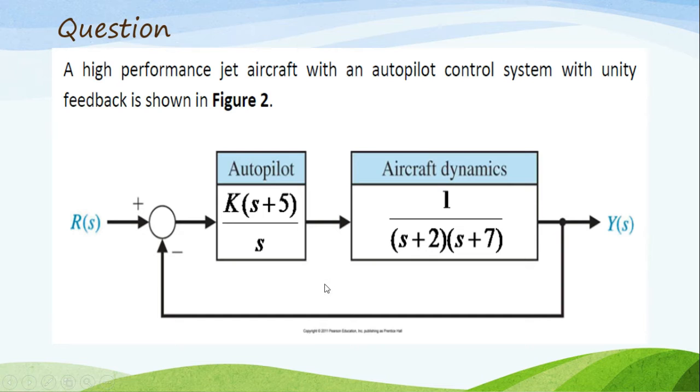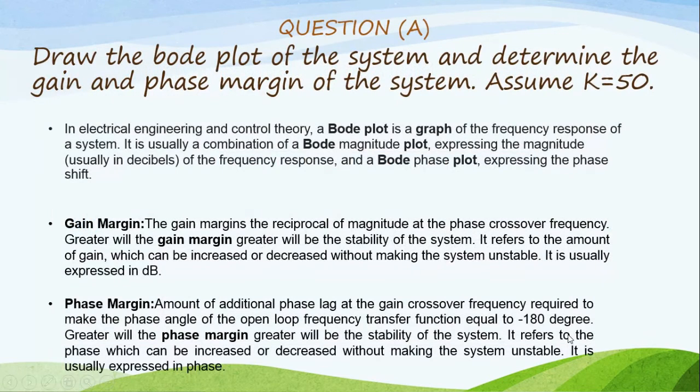Hello, I am Lim Chun Tat from RK20. This is the question for our mini project. A high-performance jet aircraft with an autopilot control system with unity feedback is shown below. So we have the autopilot part and the aircraft dynamics part. For the question, we have part A and part B.